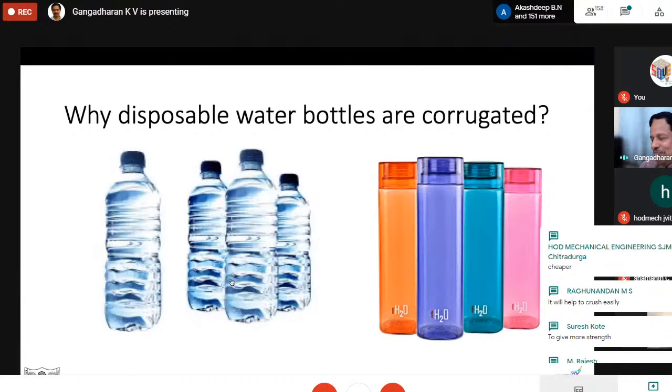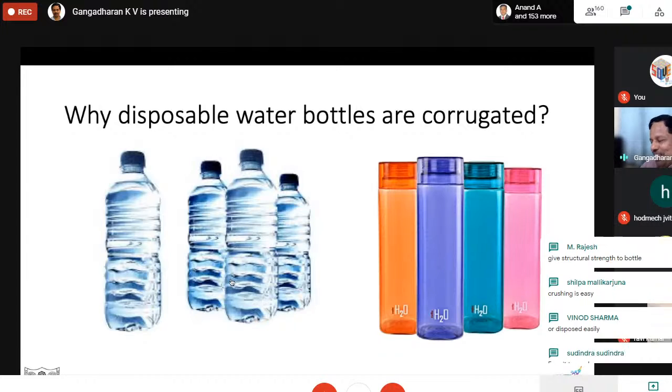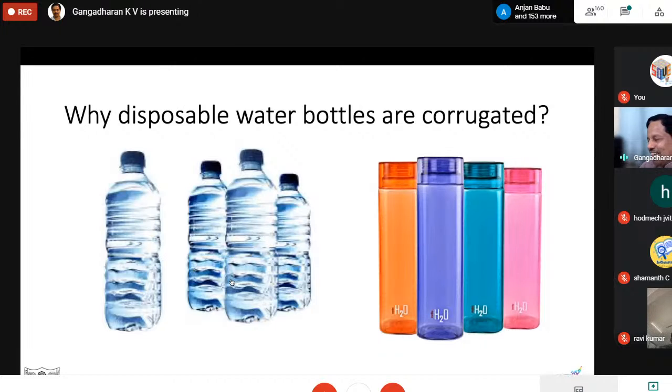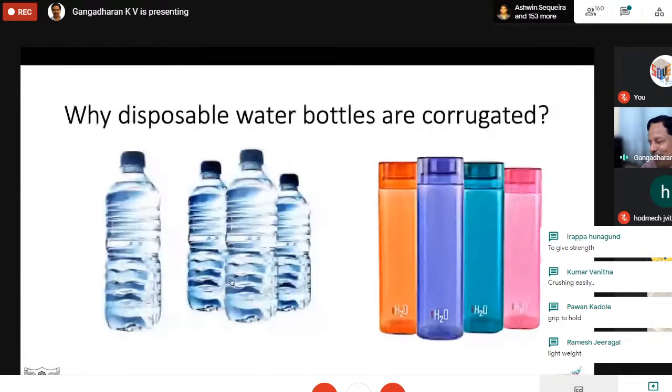It is cheaper, it gives structural strength to the bottle, disposal easily, crushing is easy, very good. Suresh Kote said to give more strength. Okay. Yeah, Bhavan PD has given attractive, have strength, grip and hold, okay. Can be recycled, single-use plastics.